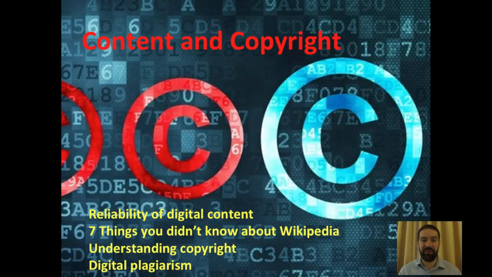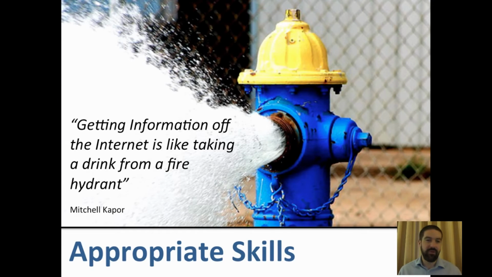In the second part of the module, we started to look at content and copyright, and again there was a lot of debate around this. We looked at the reliability of digital content. I introduced you to 7 of my favourite things that perhaps you didn't know about Wikipedia. We talked about copyright, in particular Creative Commons, and then I gave you some tools about how you might tackle digital plagiarism.